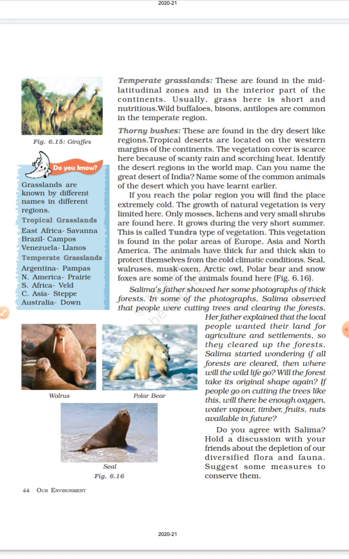Okay, now if you reach the polar region, you will find the place extremely cold. The growth of natural vegetation is very limited here. Only mosses, lichens, and very small shrubs are found here. It grows during the very short summer. This is called tundra type of vegetation. Vegetation is found in the polar areas of Europe, Asia, and North America. The animals have thick fur and thick skin to protect themselves against the cold climatic conditions.